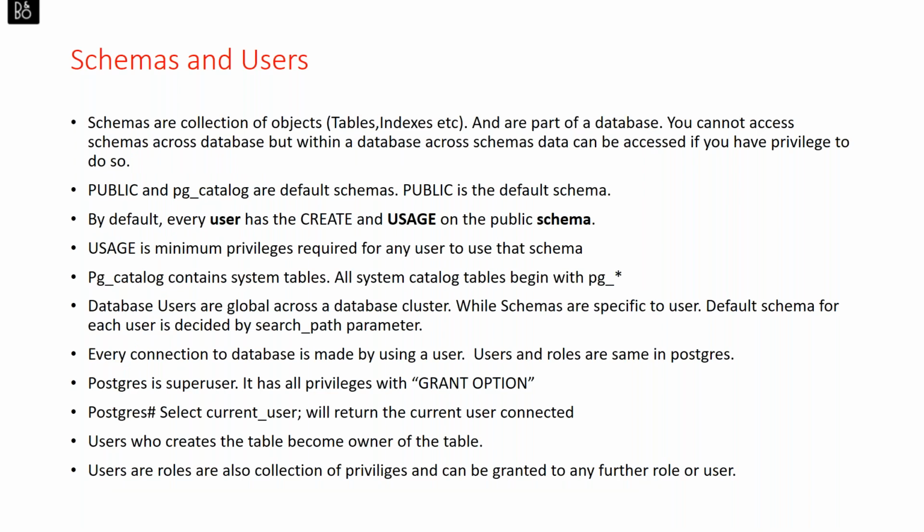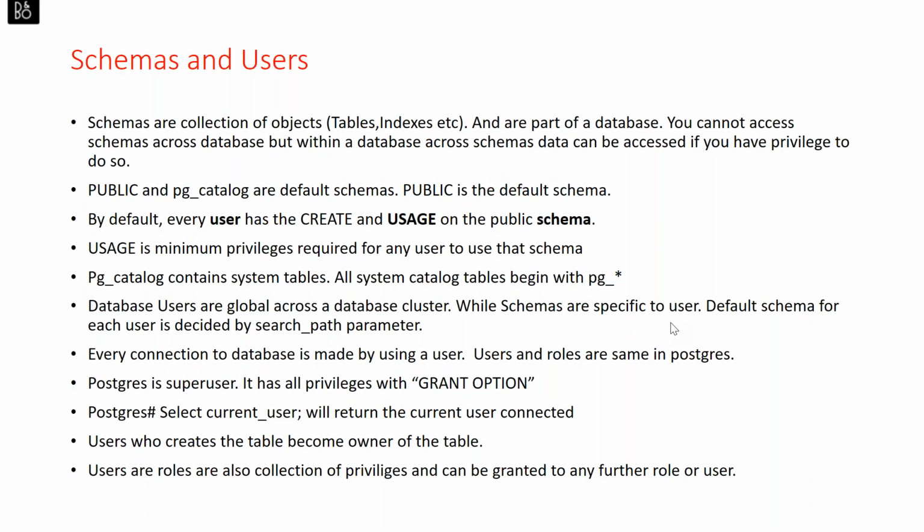Database users are global across databases. Users are global, but schemas are specific to a particular database. Basically, users and groups are common at the cluster level, and schemas are local to the database level. The default schema for each user is decided by the search path. Search path is a parameter which we'll discuss, and the default is public.